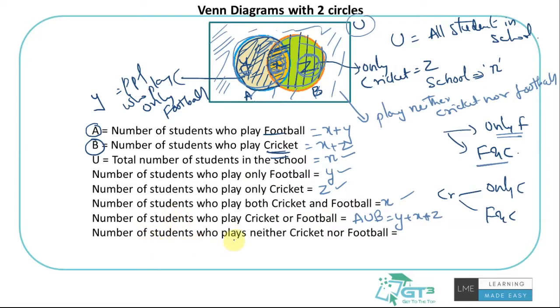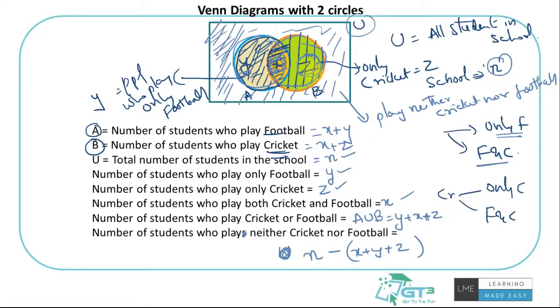Finally, the number of students who play neither cricket nor football, what would that be? The entire universe, basically n number of students is what I assumed, right? Let's assume the number of students is n. From this, I have to eliminate the people who are playing cricket or football. So I just need to eliminate x plus y plus z, and that would give me this entire zone, right? These two circles will have y plus x plus z number of students who play. So I have to remove these two circles from the entire universe to get the people who play neither cricket nor football. That would turn out to be n minus (x plus y plus z).